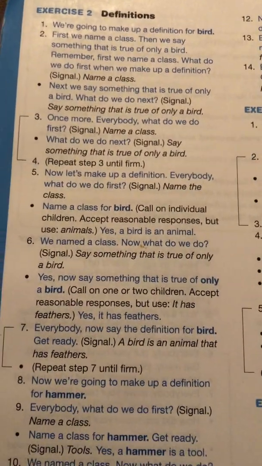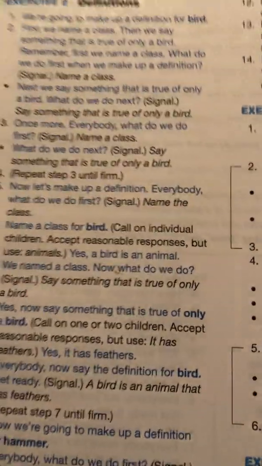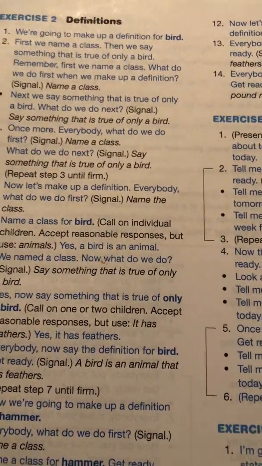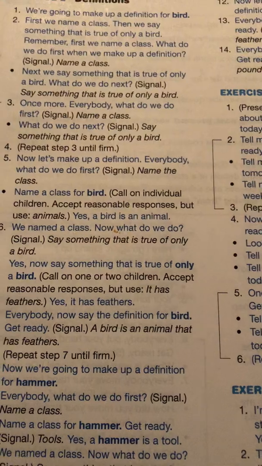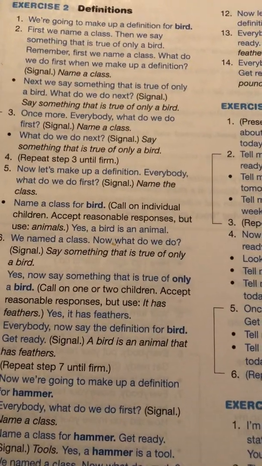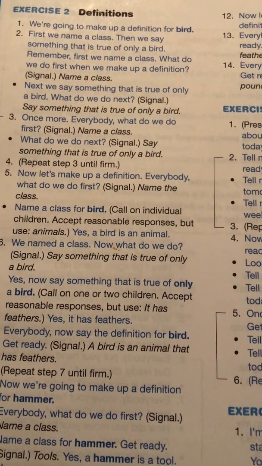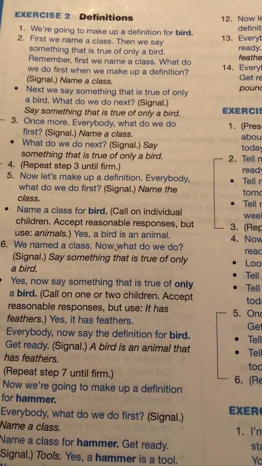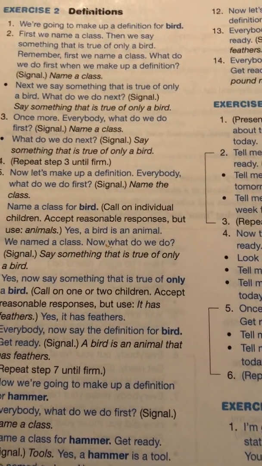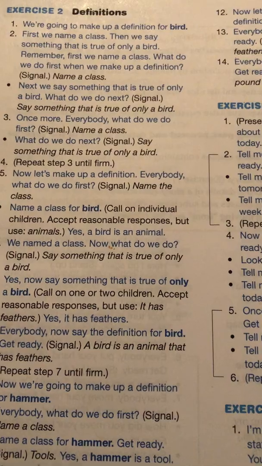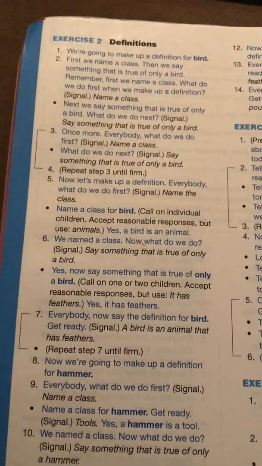So remember, first we name a class. What do we do first when we make up a definition? Name a class. Yes, we name a class. Next, we say something that is true of only a bird. What do we do next? Say something that is true of only a bird.